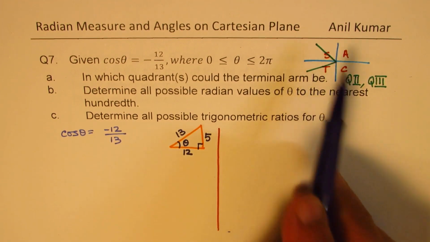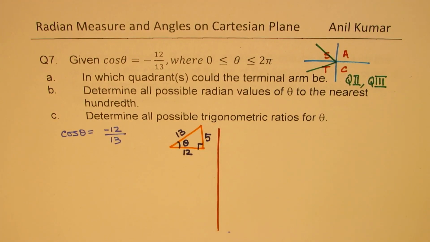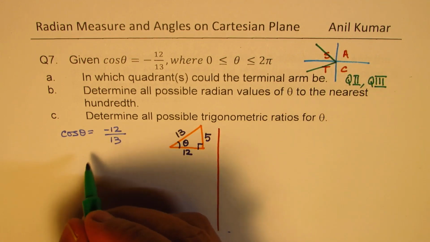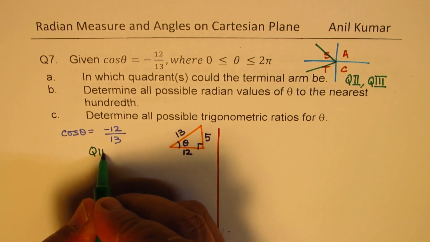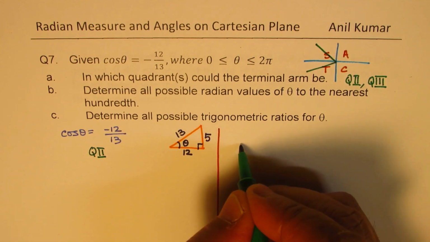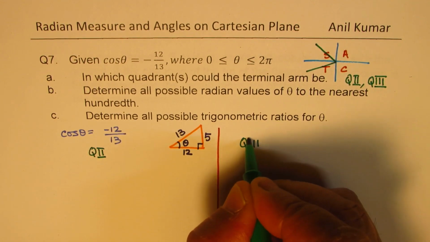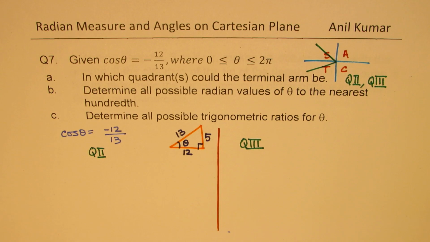Now, as we say, we have 2 possibilities. One, it could be in quadrant 2. The other, it could be in quadrant 3. So we'll have to work out all the trigonometric ratios in both the quadrants separately. Is that clear to you, right?